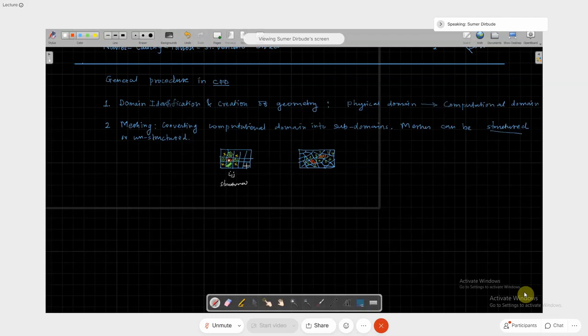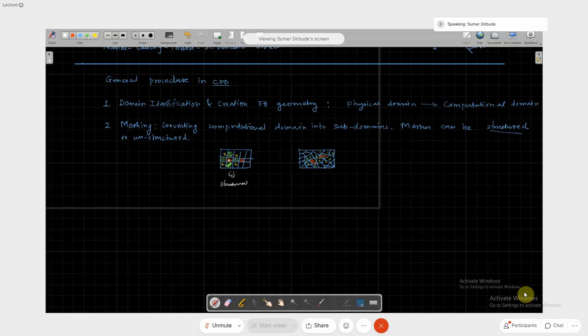Now if you move to any other point inside the domain, then you have the same number of neighbors. If you count them, they will be the same numbers. Here that is not the case. So you cannot designate these elements in terms of IJ.